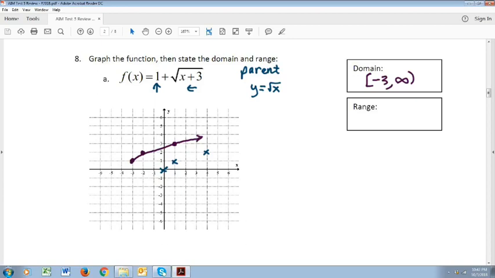All right, the range, we want to go from the lowest point to the highest point. That lowest point is also the leftmost point. It's negative 3, 1 there. So the y value there is 1. Remember, with range, we're looking at y values. And because it goes up forever, there is no highest point. And so it's 1 to infinity. And let's move on to part B.